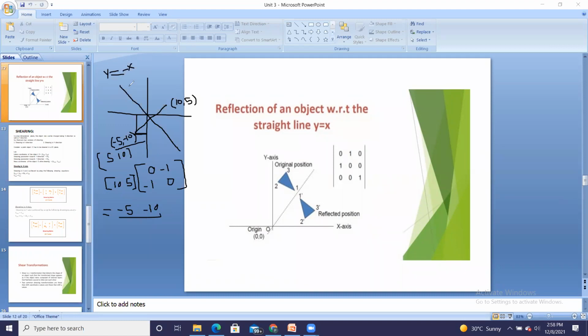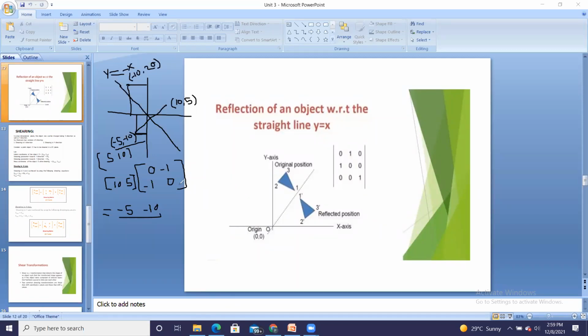Now suppose the point is here. So what are the X and Y coordinates of this point? Suppose X is 10 and Y is 20. So this point has X negative, so it is minus 10 and Y is positive, so 20. So after reflection, what will be the resultant coordinates of the point? Minus 20, 10. Minus 20, 10.